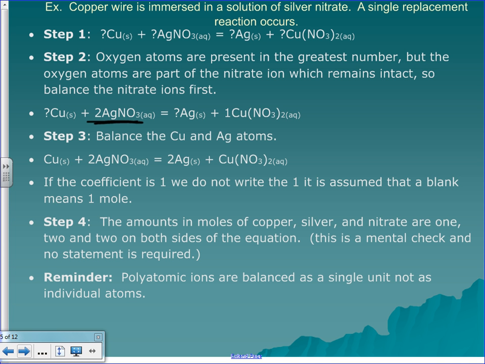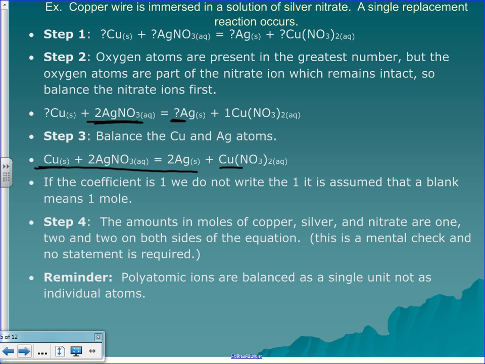So by having a 2 here, I would also need to write a 2 here, right? And so that's what we see in the next step. Now I've balanced the silvers, the nitrates are also balanced. Now I need to look at copper. There's 1 over here, 1 over here. It's already balanced, okay?